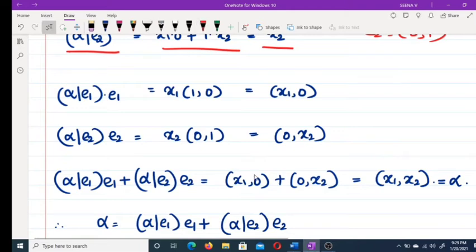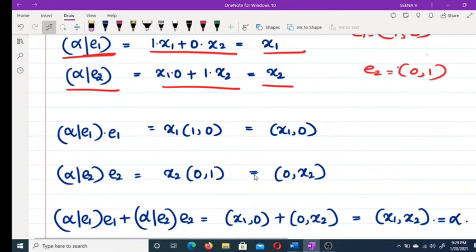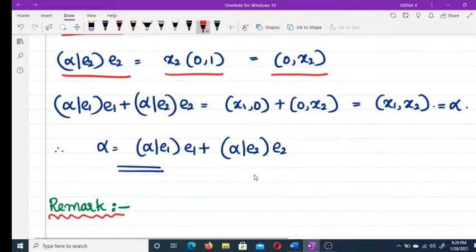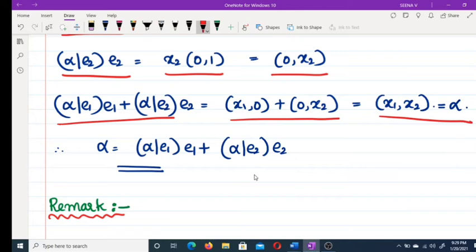So what is inner product of alpha and E1, times E1? Inner product of alpha and E1 is x1, into E1. Therefore, this is (x1, 0). Inner product of alpha and E2, times E2, equal to x2 into (0, 1), equal to (0, x2). And if we add these, we get (x1, 0) plus (0, x2), equal to alpha.